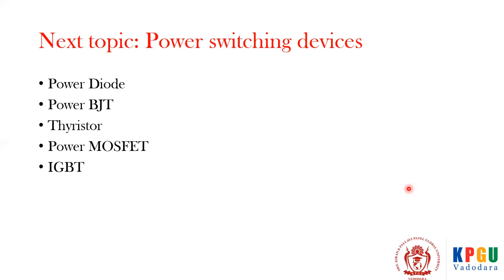With these requirements in mind, we are going to discuss in subsequent sessions the power diode, power BJT, thyristor, power MOSFET, and IGBT, and we'll compare their performance with one another. This will help us understand when to select which device.